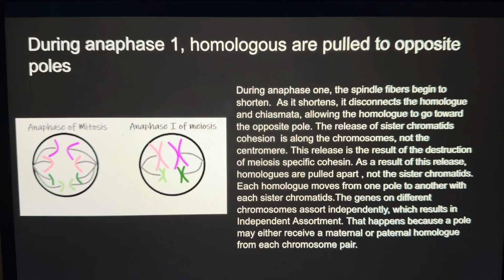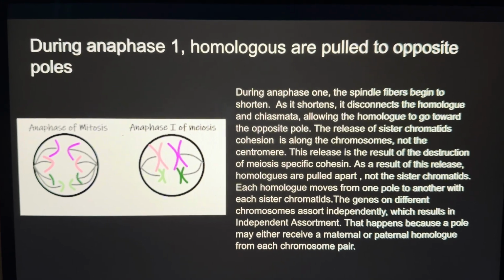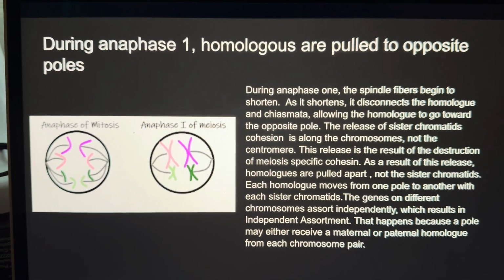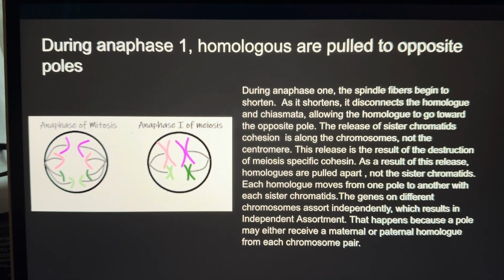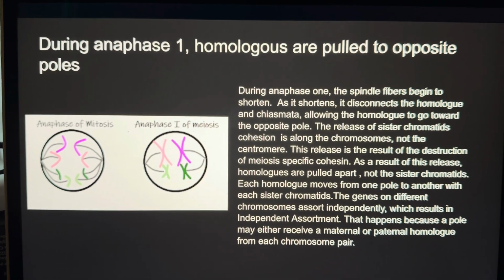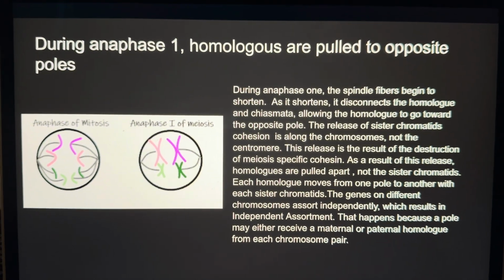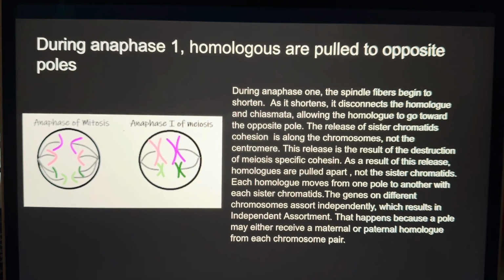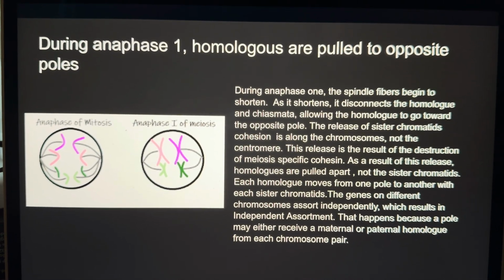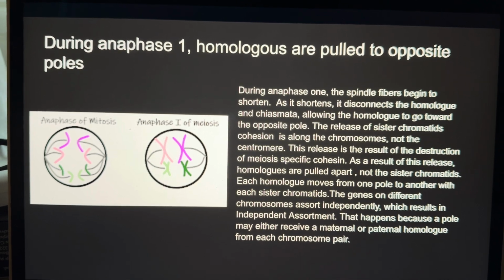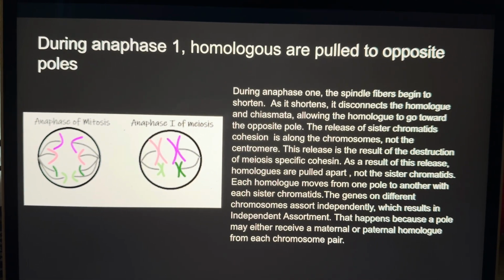During anaphase 1, homologs are pulled to opposite poles. The spindle fibers begin to shorten. As they shorten, they disconnect the homologs at the chiasmata, allowing the homologs to go toward opposite poles. The release of sister chromatid cohesion is along the chromosome arms, not at the centromere. This release is the result of the destruction of meiosis-specific cohesion. As a result, homologs are pulled apart, not the sister chromatids. Each homolog moves from one pole to another with its sister chromatids.